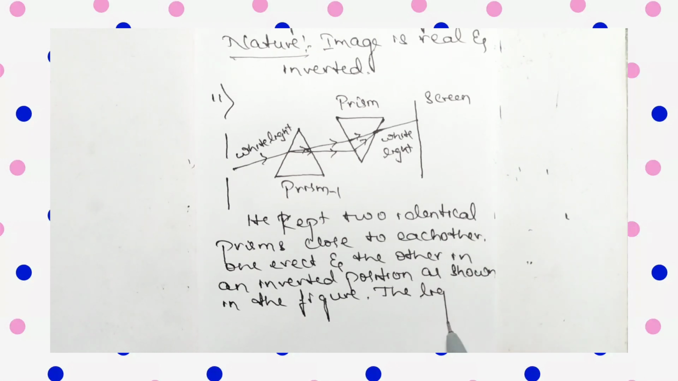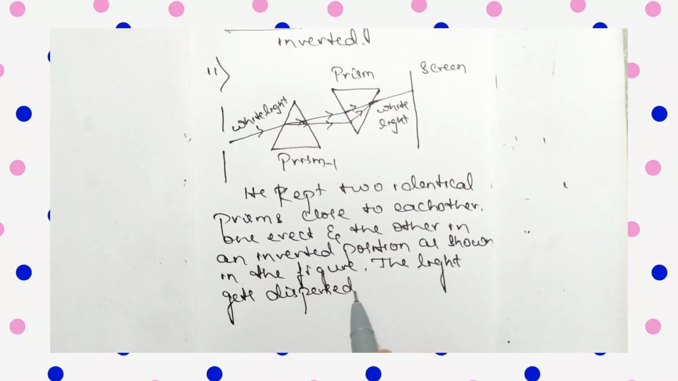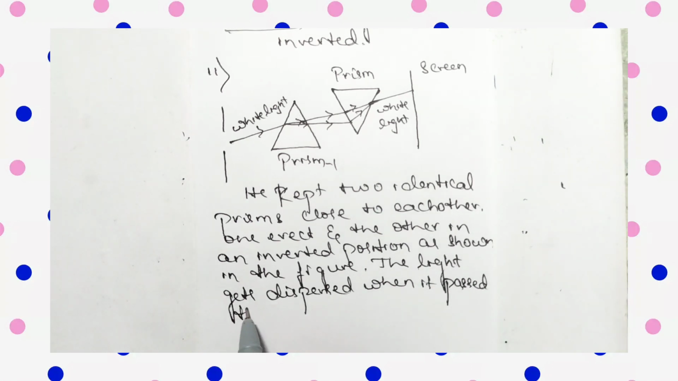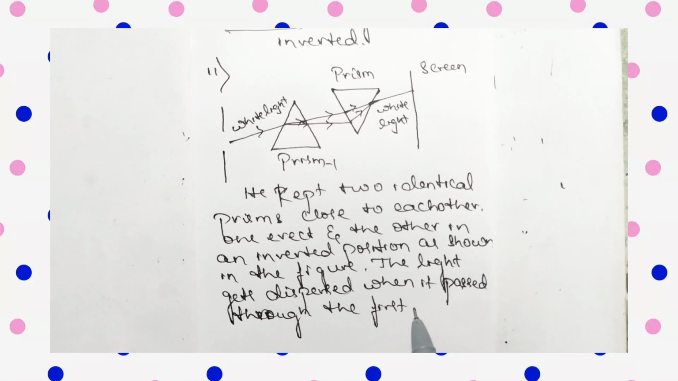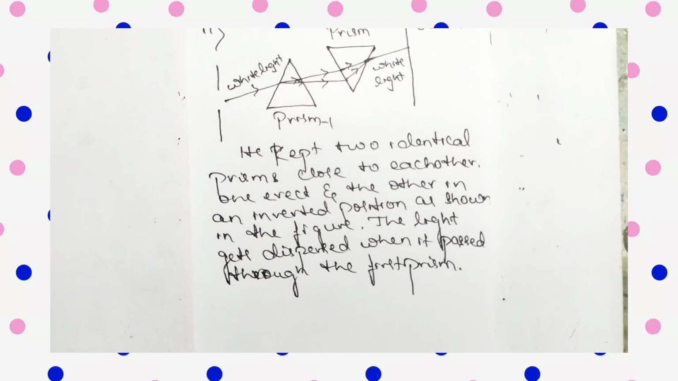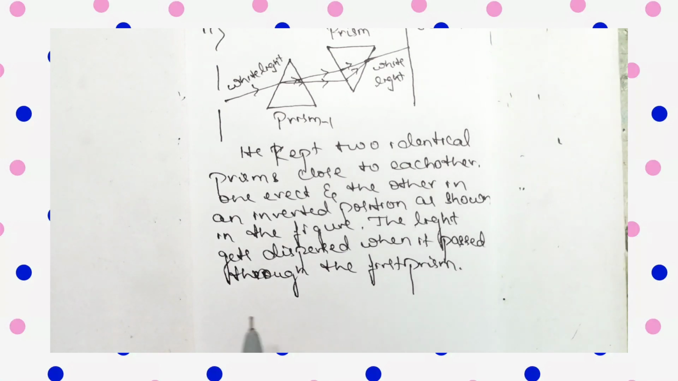The light gets dispersed. When white light is passed through the first prism, the white light will get dispersed.